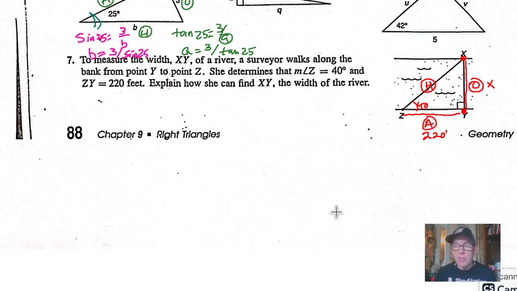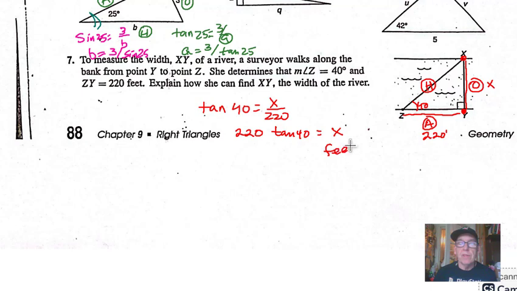You're going to see that a lot of these type of problems are tangent problems. We would say tangent of 40 is equal to opposite, which is x, over adjacent, which is 220. So here's a pattern where x is in the numerator. This is simply just multiplying both sides by 220. So 220 times the tangent of 40 is going to be x, and the answer is going to be in feet. And that's how wide the river would be in feet.